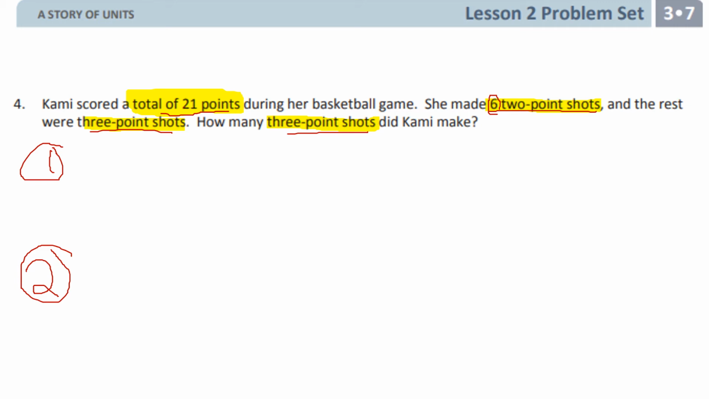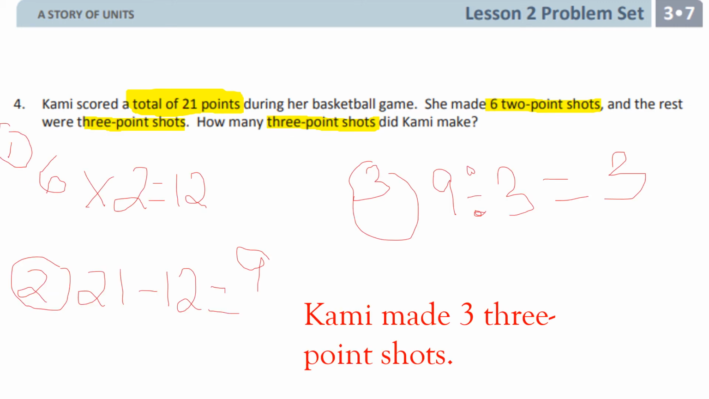All right, we're going to go over the answer. If you need more time, just press pause. So as you can see, like I said, we're going to get into some 3-step problems. So this problem had 3 parts. So first what I did was multiplied 6 times 2. Why? Because we have 6 two-point shots.